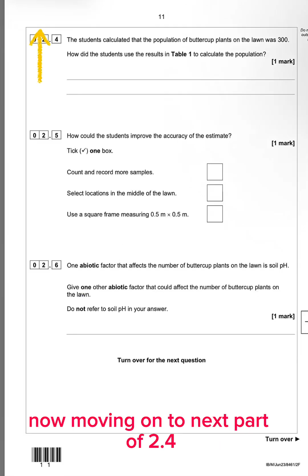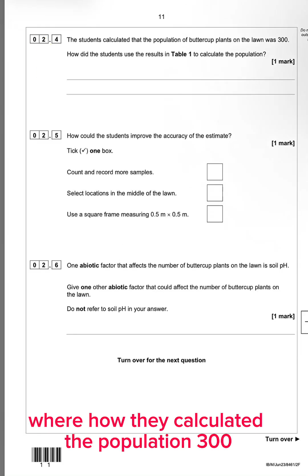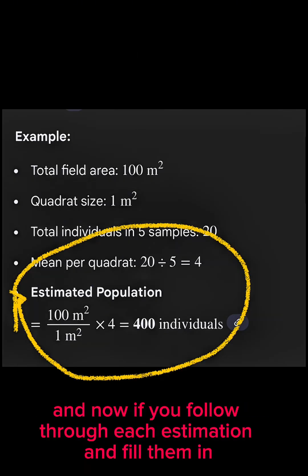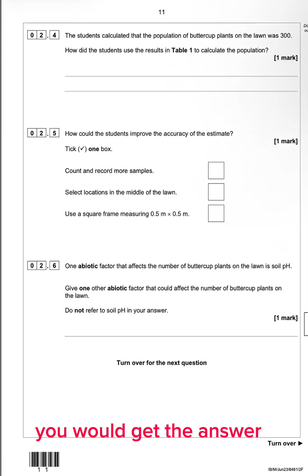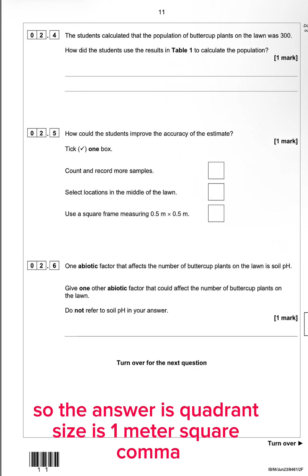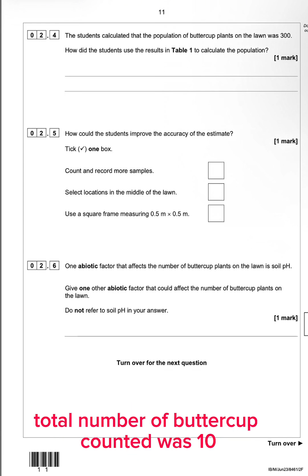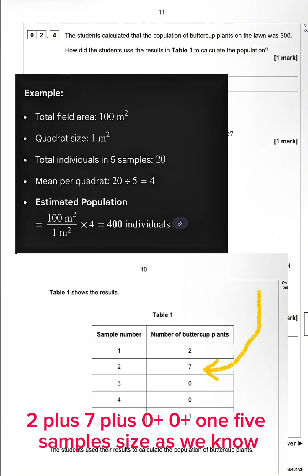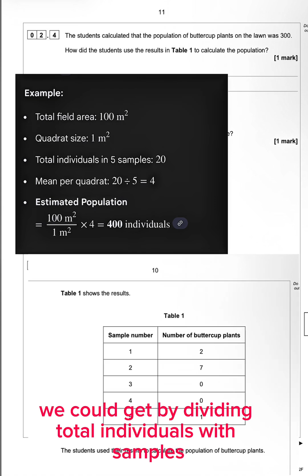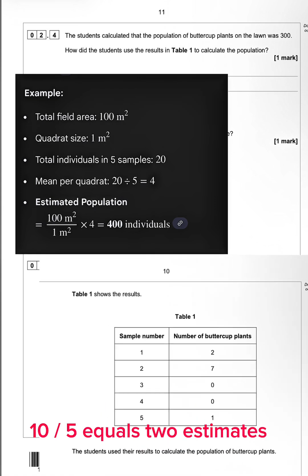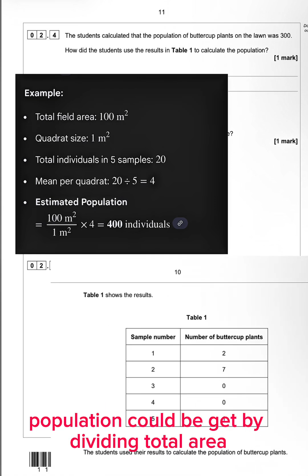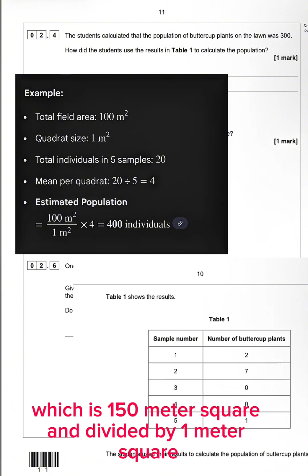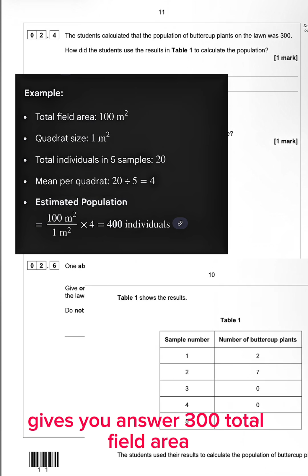Now moving on to the next part, 2.4, where they calculated the population, 300, and the answer to that question is estimated by the formula shown here. If you follow through each estimation and fill them in, you would get the answer. The quadrat size is 1 meter squared, the total number of buttercups counted was 10: 2 plus 7 plus 0 plus 0 plus 1. The sample size is 5, and to get the mean per quadrat we divide total individuals by samples. 10 divided by 5 equals 2. The estimated population is got by dividing the total area, which is 150 meters squared, by 1 meter squared, then multiplying by the mean per quadrat, which gives you the answer, 300.